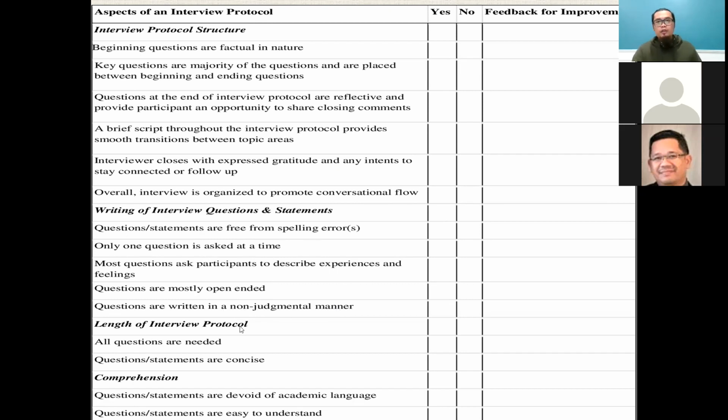Length of the interview protocol is sometimes really important. This actually reflects on your time for transcribing, and how long you need to complete your analysis. So all questions are needed. Question statements are concise and comprehensible. Question statements are devoid of academic language. Questions or statements are easy to understand. So this is part of the interview protocol.